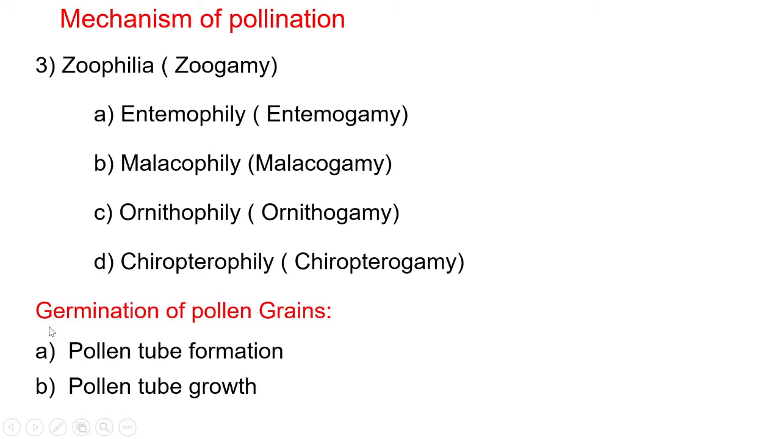Now, the next point of this topic: germination of pollen grain. The fusion of male and female gametes during sexual reproduction to form a zygote which develops into an embryo is known as fertilization. When pollen grains land on the surface of the stigma of the same flower or a different flower of the same species, it rehydrates. Pollen grains usually germinate on the stigma of the same species.